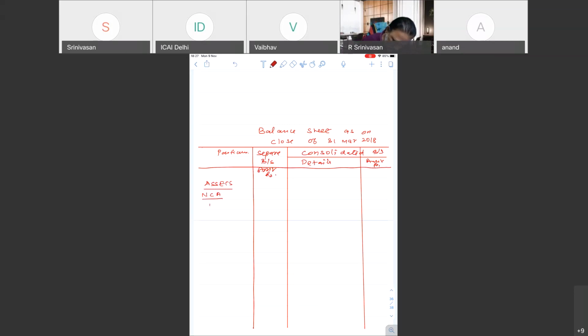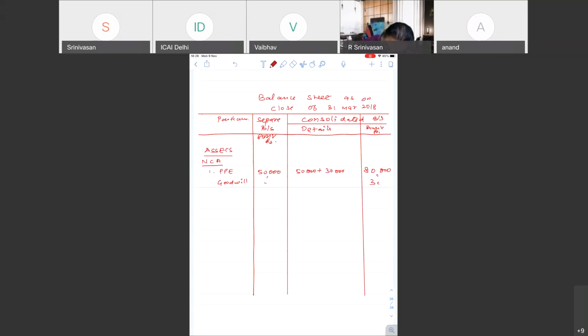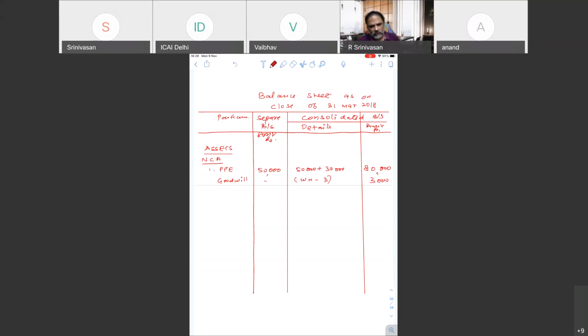Look at that. First is PPE. In the separate balance sheet we have to show PPE of P is 50,000. And here we have to have 50,000 plus Q Limited 30,000. So this has become 80,000. Right. Then we have to have the goodwill. We have already calculated how much is the goodwill. 3,000 is the goodwill. So the 3,000 goodwill in a consolidated balance sheet we will be doing it. This is working note 3. As per working note 3, we got a goodwill.